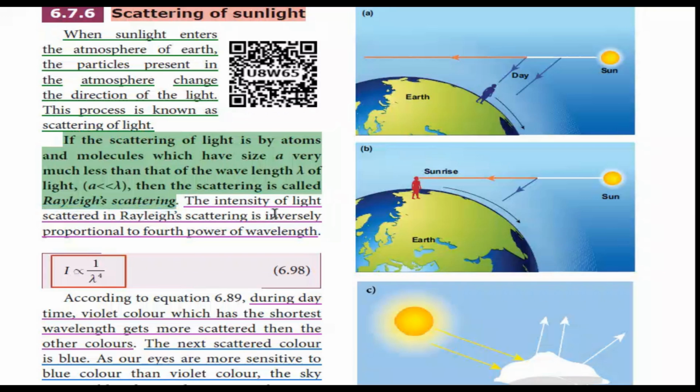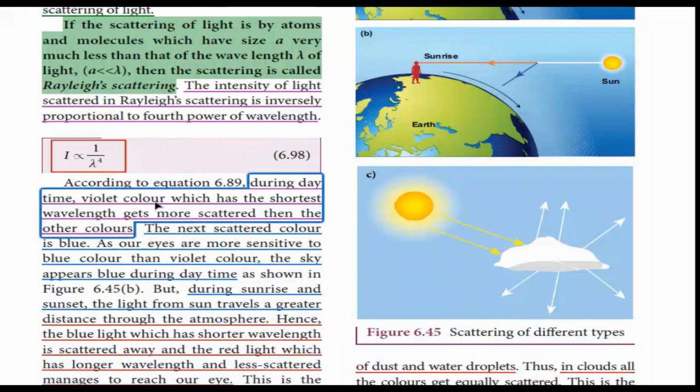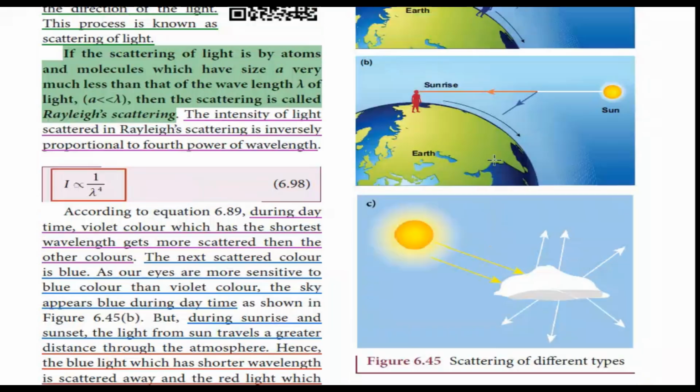The intensity of light scattered in Rayleigh scattering is inversely proportional to the fourth power of its wavelength. So I is directly proportional to 1 by lambda power 4. So according to this equation, during daytime, violet color which has the shortest wavelength will get more scattered than the other colors. The next scattered color is blue. As our eyes are more sensitive to blue color than violet color, the sky will appear blue during daytime. That is as shown in 6.4b here.